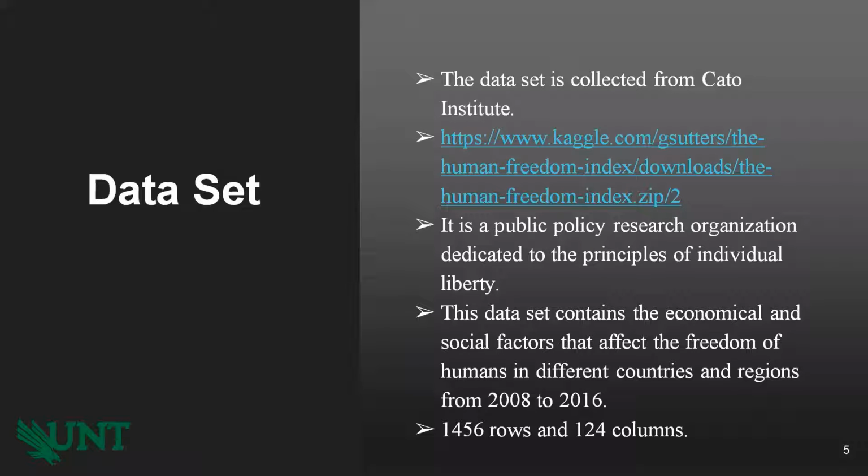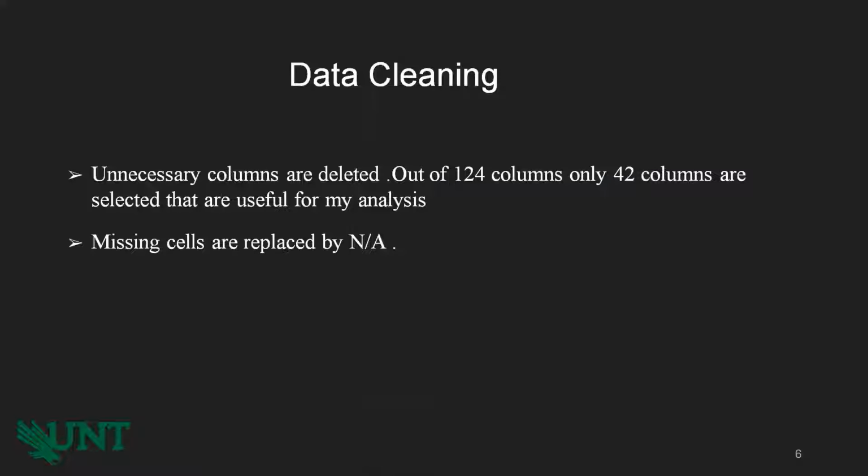Coming to the dataset, it was collected from the Cato Institute, a public research organization and a non-profit. It's a kind of educational research center that concentrates on individual liberty, limited government and free markets. This dataset contains data from 2008 to 2016 of different countries and regions that affect the freedom of human beings through social and economic factors, and it contains 1456 rows and 124 columns.